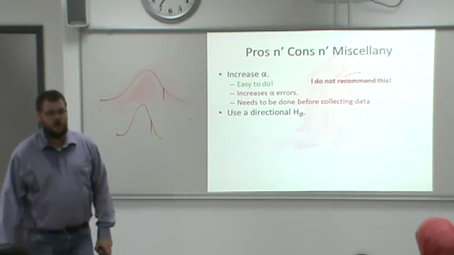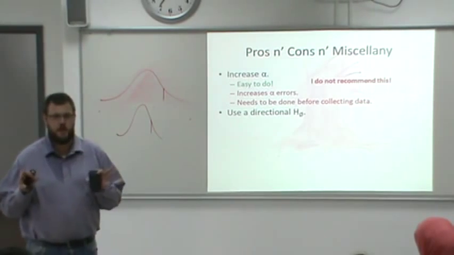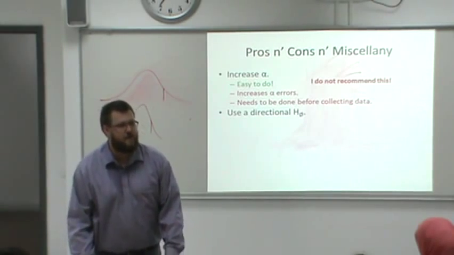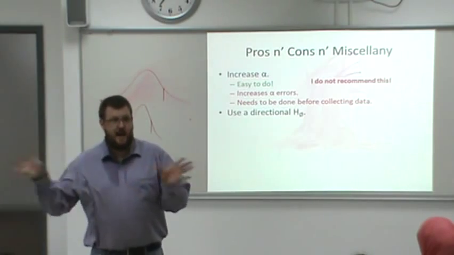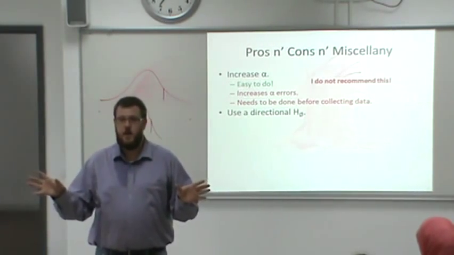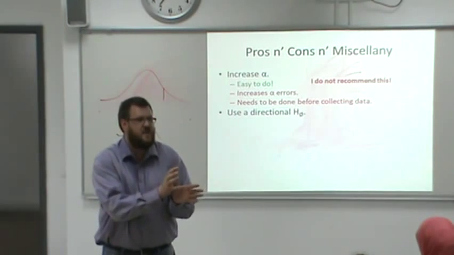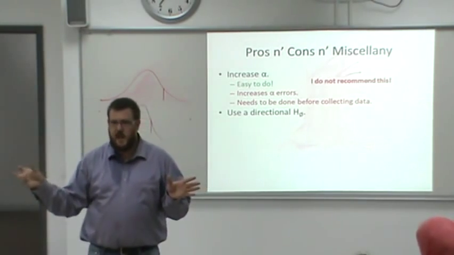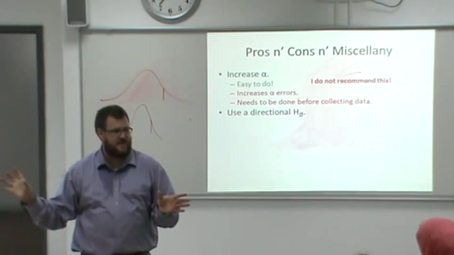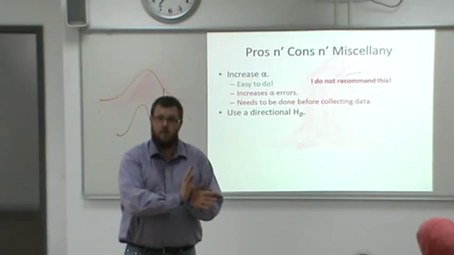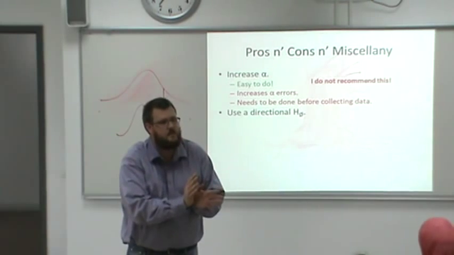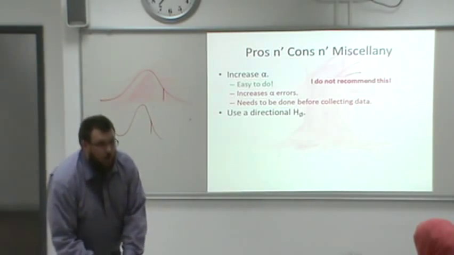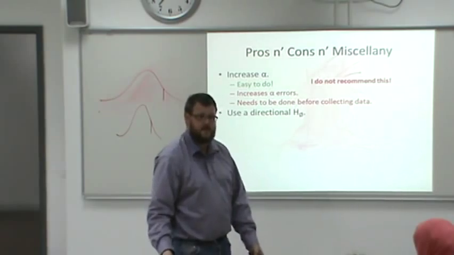Using a directional null hypothesis. This ends up putting all of the alpha on one end. It doesn't change alpha. If we're using an alpha of 0.05, we still have the same amount of alpha error. We're just putting all of it on the end that we're interested in, right? We're saying, okay, we're not interested in this tail, so let's take that 2.5% and put it over here. Now the overall alpha is going to stay the same. It stays the same. But instead, you're putting it on the side where you are hoping to be able to reject the null hypothesis, right?